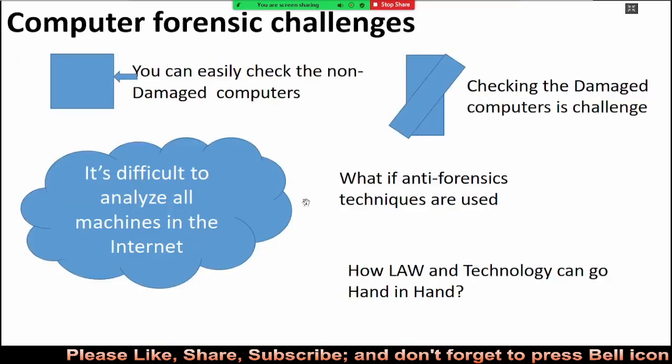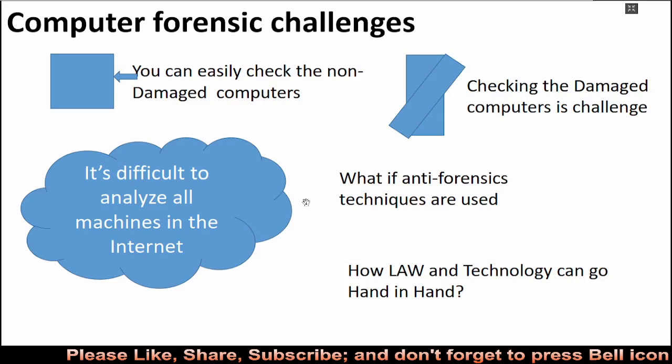Now, what are the computer forensics challenges? First, you can easily do the analysis of non-damaged computers because they are in working condition. Easy doesn't mean you can do it very easily; it simply means that because the machine is in working condition, it's possible to execute or run some tools on it. But if the machine is not in working condition, it's different.